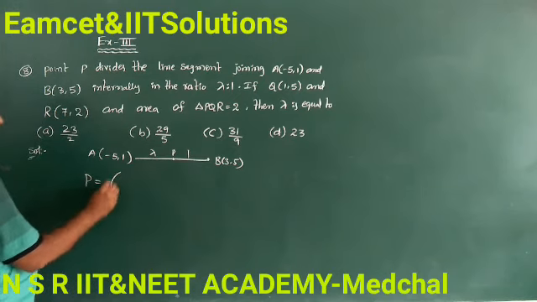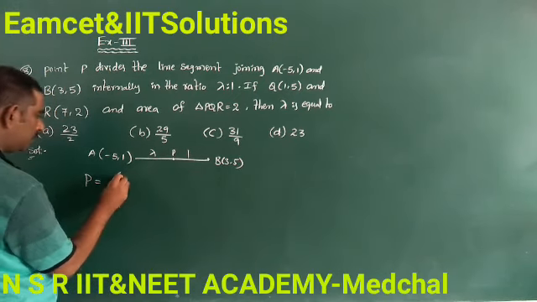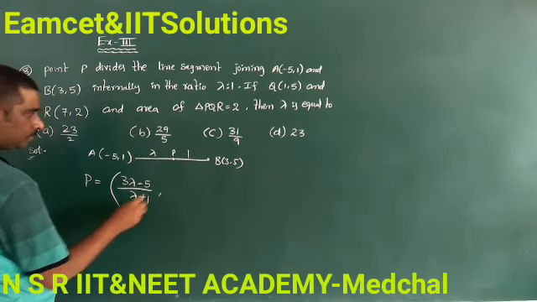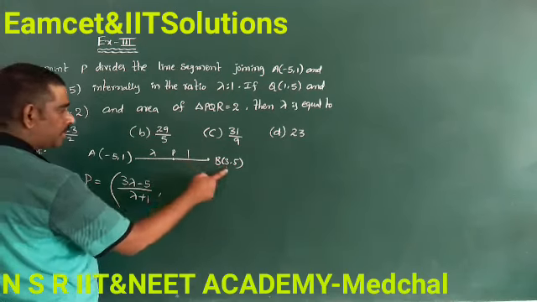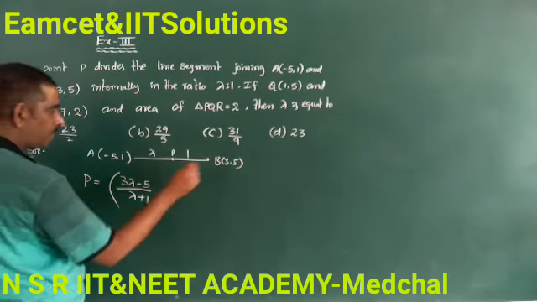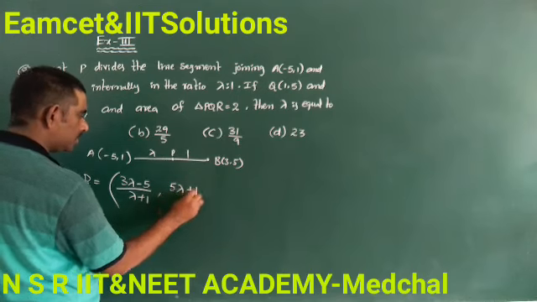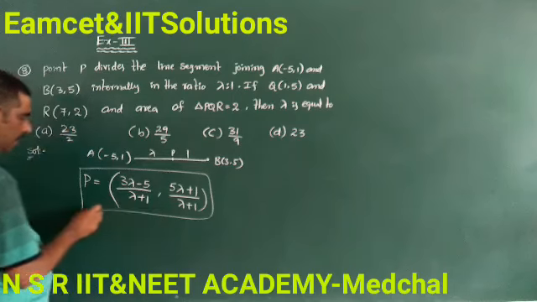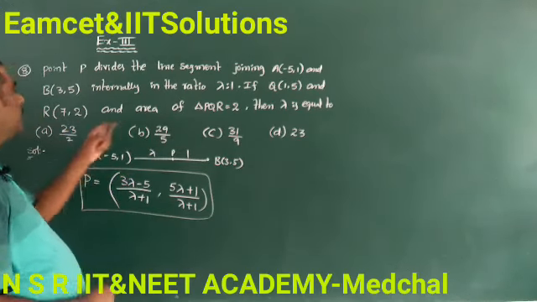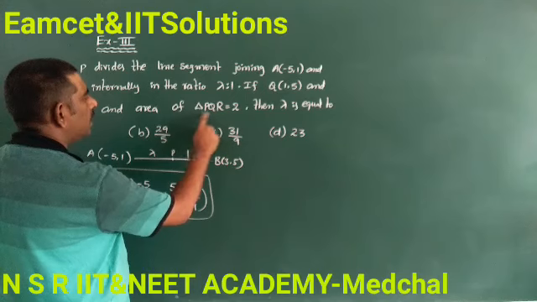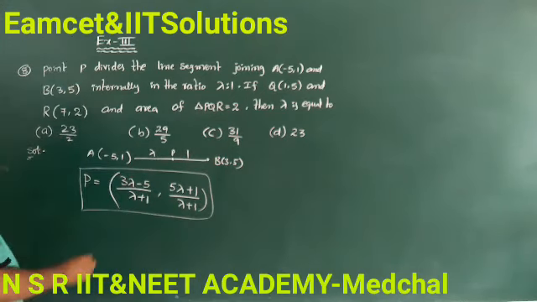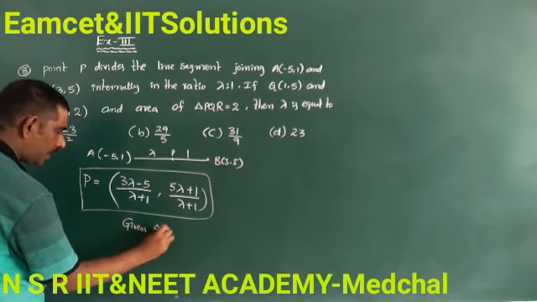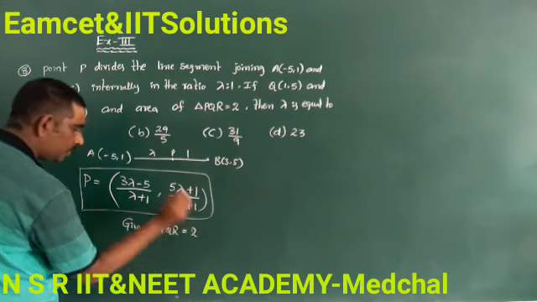So the P coordinate becomes (lambda into 3, that is 3 lambda, plus 1 into minus 5) by lambda plus 1, using mx2 plus nx1. Next, my2 plus ny1: 5 lambda plus 1 by lambda plus 1. So these are the coordinates of P. So the area of triangle PQR is equal to 2, then find the value of lambda. So given, the area of triangle PQR is equal to 2.